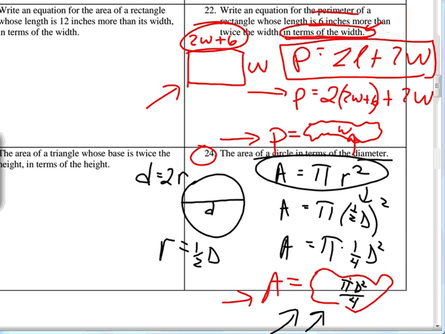Questions so far? There's a hand. Yes? All of the formulas I have cited so far are formulas you are expected to have memorized. Yes, like P equals 2L plus 2W. You got to know that one for sure.